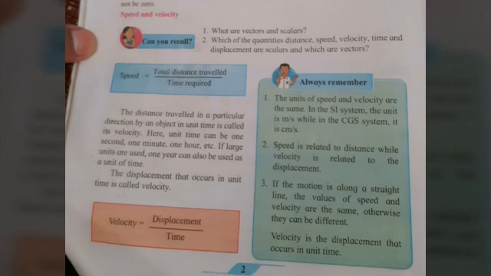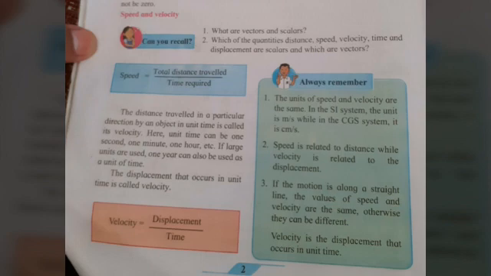So speed is distance upon time, velocity is change in distance, that is displacement upon time, or the shortest distance upon time. Always remember, in the green box they have given us something. The unit of speed and velocity are the same because both are measuring distance upon time. In the CGS system, it is centimeter per second.